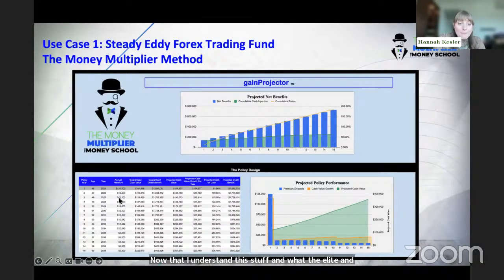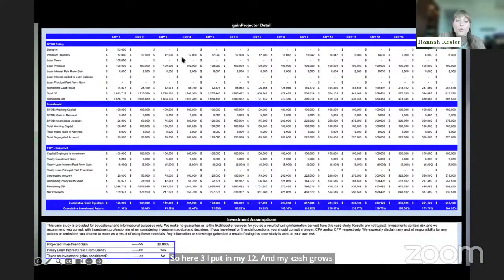So year three, I put in my 12 and my cash grows by 13.9. I still have my 100,000 that's invested with the Steady Eddie Forex fund. So left over, beginning of year three, I got 42,000 as cash value in the policy that I could use for whatever I want.